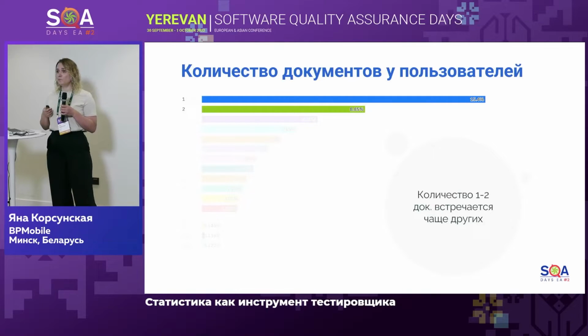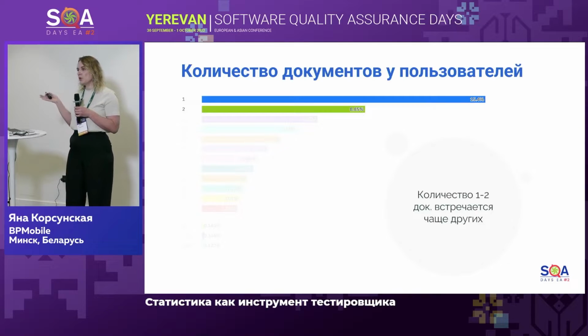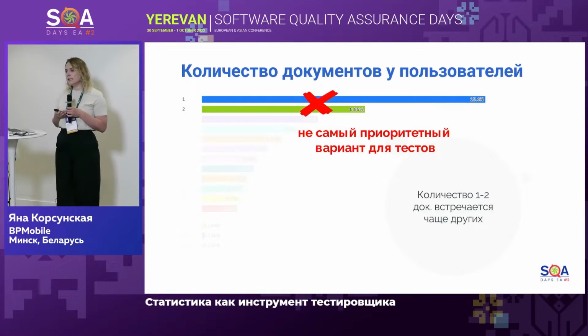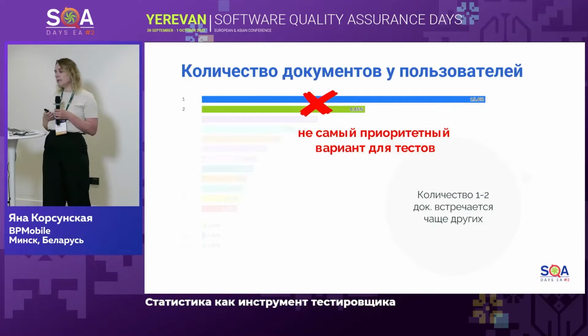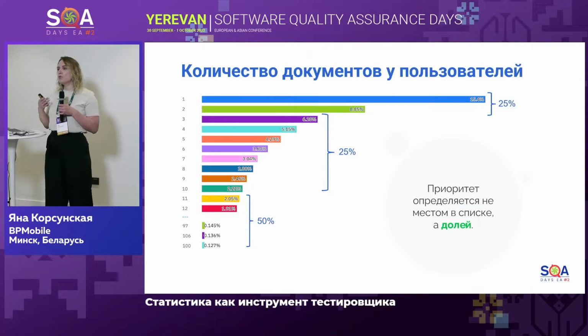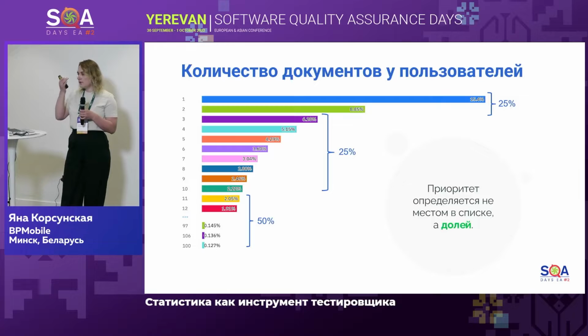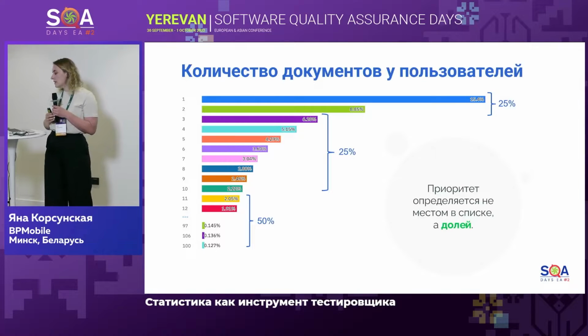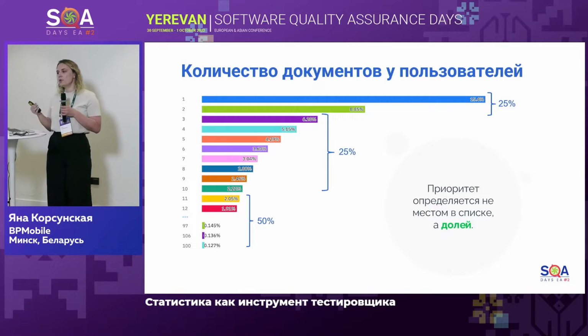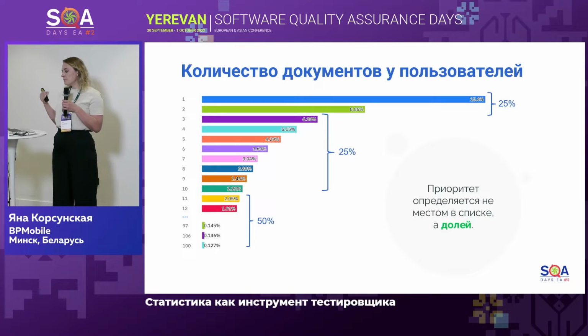Well, on one hand, we can say that this is the point where we found that one or two documents will be enough for testing, more priority based, because in terms of business statistics, they're in the first two positions, but in fact, they are not the priority options. Why? Because then we'll have to analyze it based on what share this distribution has. And if we look at this based on particular groups, we'll see that one or two documents cover just 25% of users.